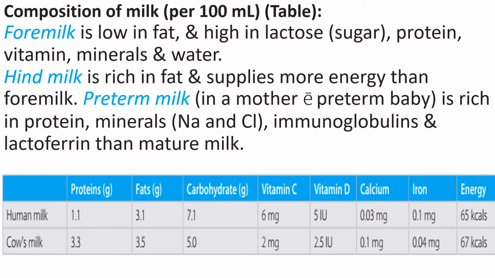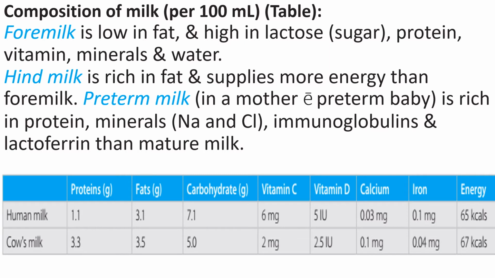Preterm milk in a mother with preterm baby is richer in protein, minerals, sodium and calcium, sodium and chloride, immunoglobulins, and lactoferrin than mature milk. And here is the composition of human milk and cow's milk.